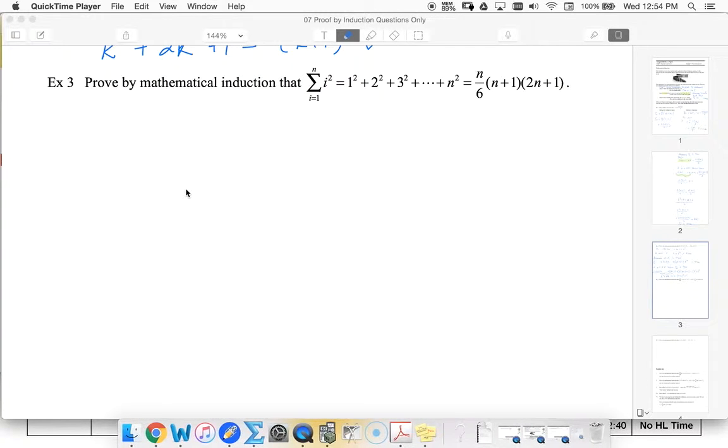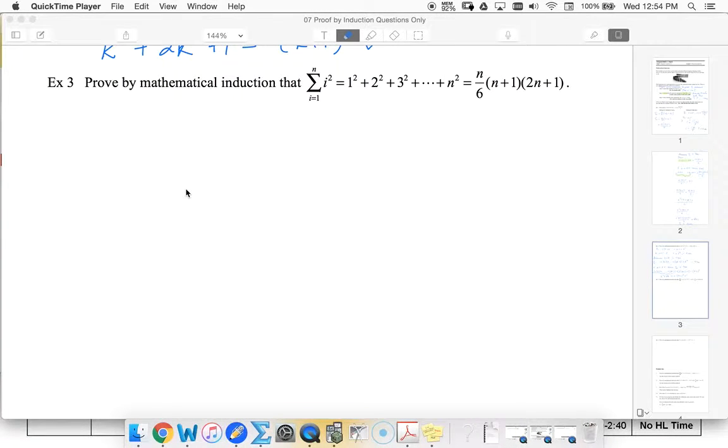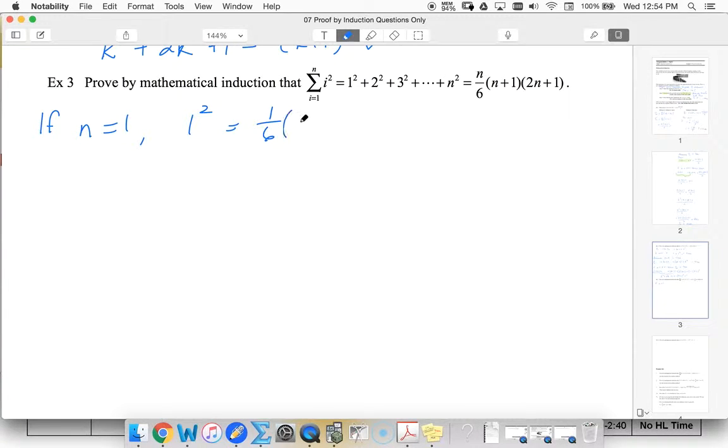All right, so this time we're trying to prove that the sum of the first n square numbers is n times n plus 1 times 2n plus 1 over 6. And we're going to start the same way. So this is our P sub n statement, so I'm not going to rewrite it. If n equals 1, then we would have 1 squared is equal to 1 over 6 times 1 plus 1 times 2 plus 1. So 3 times 2 is 6, 6 over 6 is 1, so that's true.